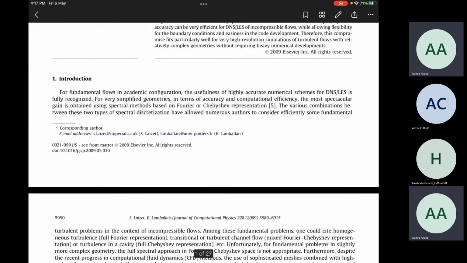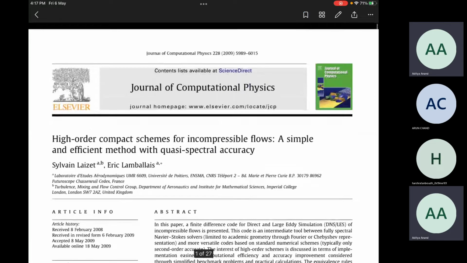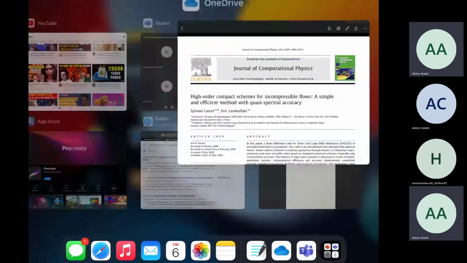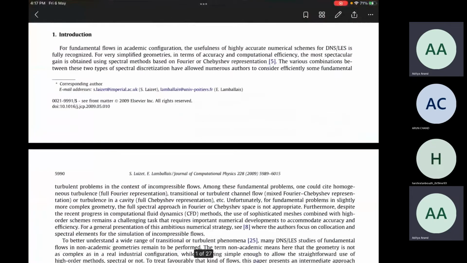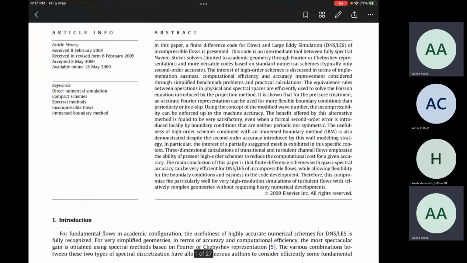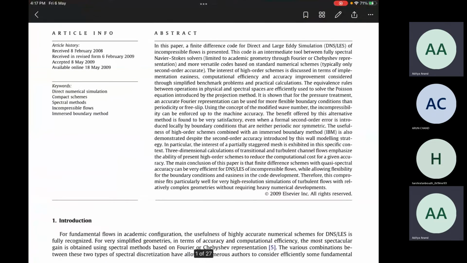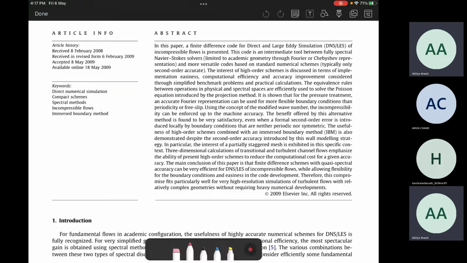We are going to look at Incompact3D now. This is a paper that describes the numerical scheme used by the code and a few example cases simulated by the code itself. It's a sixth order finite difference code. It can do both DNS and LES.